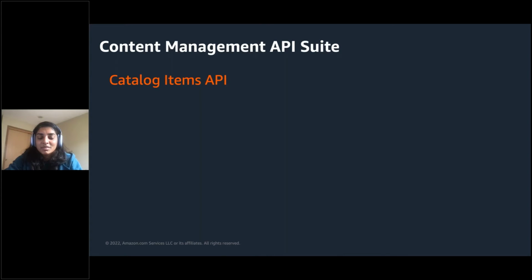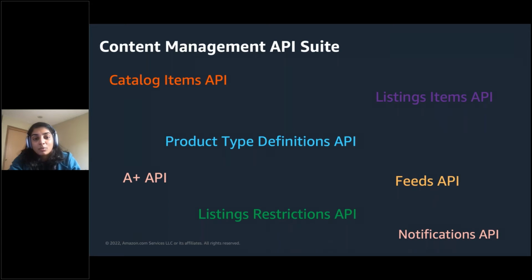Okay, cool. Let's dive deep into the available API solutions. We provide 7 API sections to make your life easier, and let's go over them one by one. The Catalog Items API is a read-only API that lets you programmatically fetch vendors' product catalog details. And then we have the Listings Items API that lets you perform CRUD operations for a SKU.